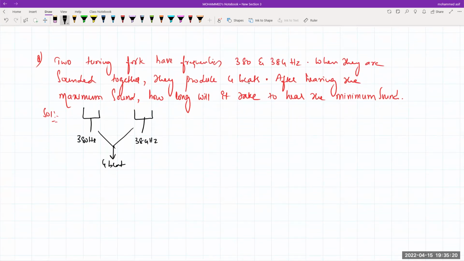And you know the time period is 1 by the frequency of the beat. The beat frequency is given as 4, so that means 1 by 4. This is the time between one maxima and the next maxima. That means the time of one beat is 1 by 4 seconds. So what is the time interval between one maximum and one minimum?